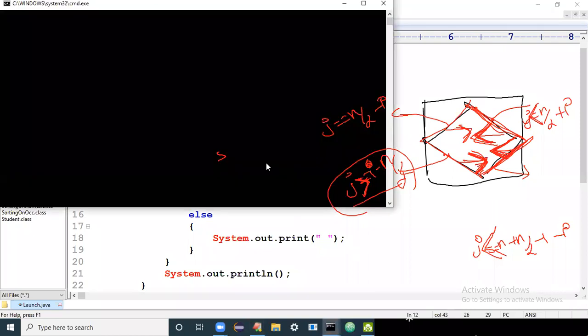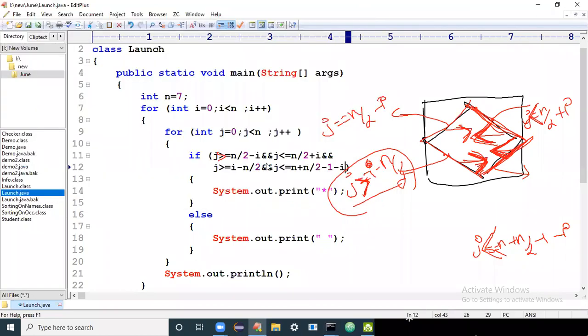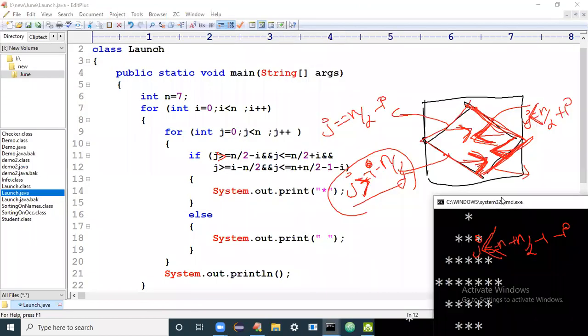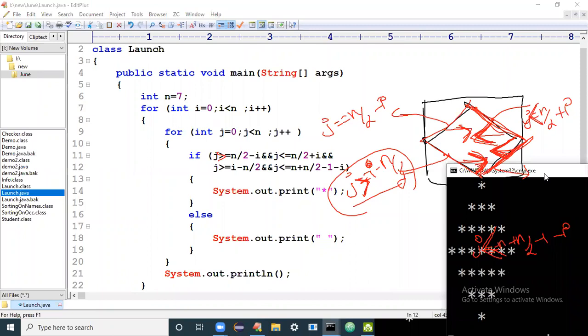Let's see. If I compile and execute, I will get the diamond pattern. I hope that everyone has understood this. Please take this screenshot.